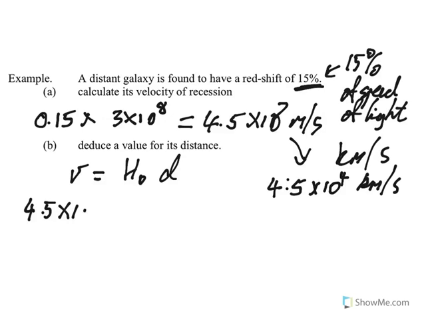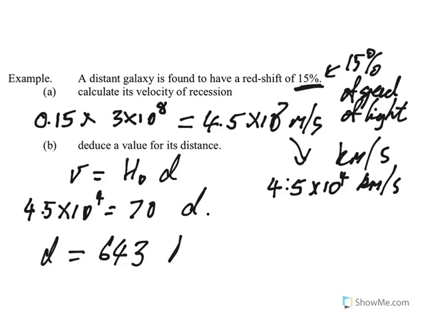So 4.5 by 10 to the 4 is equal to Hubble's constant, which is 70, times the distance. So then the distance, and again my powers of 10 were out. So when you divide 4.5 by 10 to the 4 by 70, you get 643 megaparsec. Alright, which is a very long way away. So we can work out that distance.